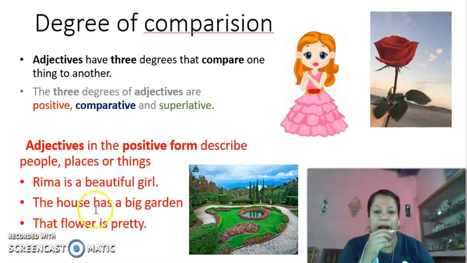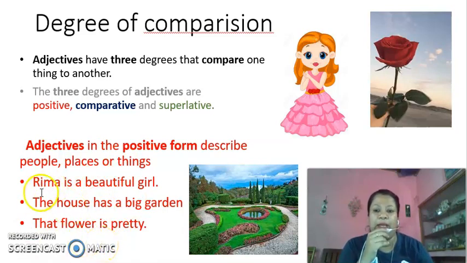For example, the house has a big garden. Here, what kind of garden? So big is your positive degree adjective. That flower is pretty. Again, what kind of flower? A pretty flower. So pretty is your base form, your positive degree. Now remember, the positive degree only talks about one object. It does not compare.